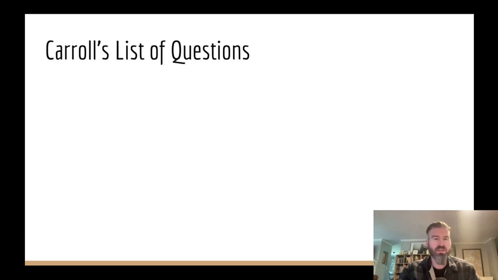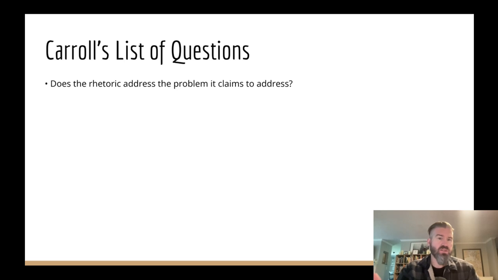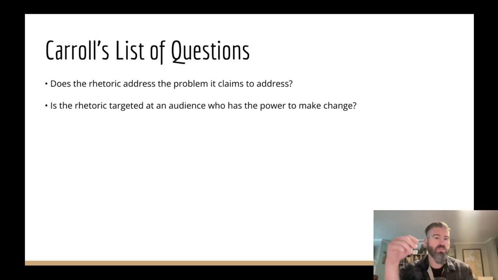I believe it's towards the end, right? So, one: does the rhetoric address the problem it claims to address? It's not always true that somebody claims something and then supports it, right? This happens a lot. So when we look at a piece, if there's a problem, is the rhetoric actually addressing that problem? Two: is the rhetoric targeted to an audience who has the power to make change?